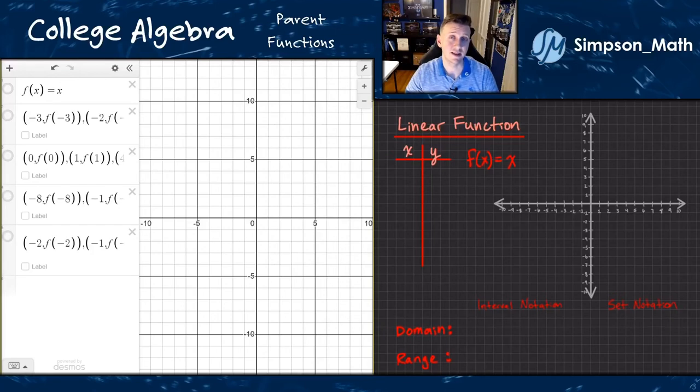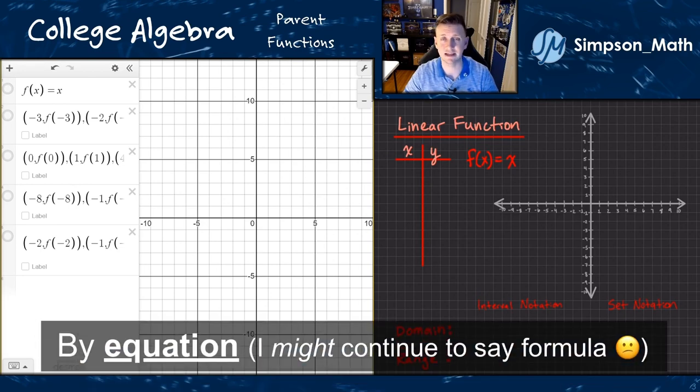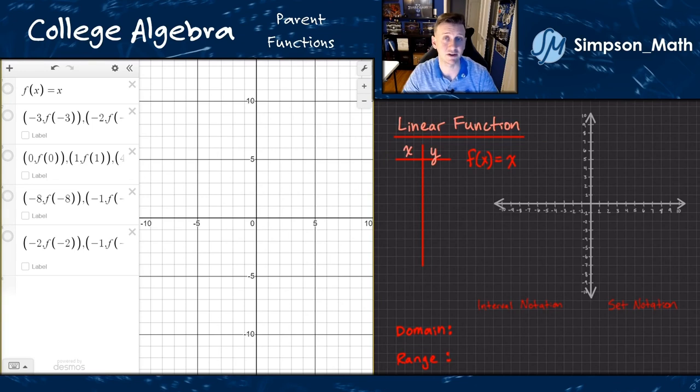Hey, this is Leach with Simpson Math, and in this video, we'll be taking a look at 7 of our parent functions. In the next several videos, we will be transforming and moving around these 7 parent functions, so it'll be important that we get a good, solid grasp on them. By the end of the video, you'll know the name of the parent functions, how to recognize them by formula, by table, and ultimately, most importantly, by their graphs and how to graph them.